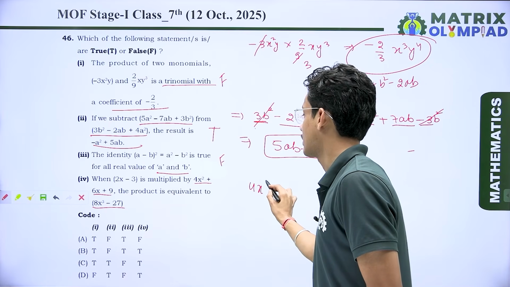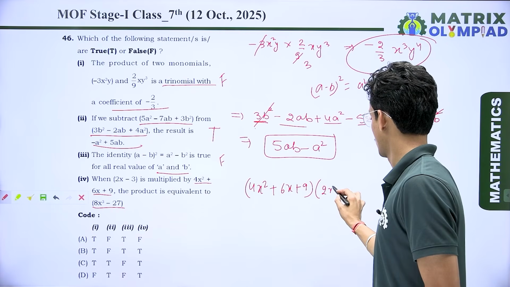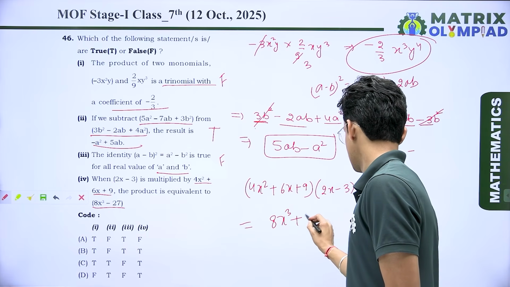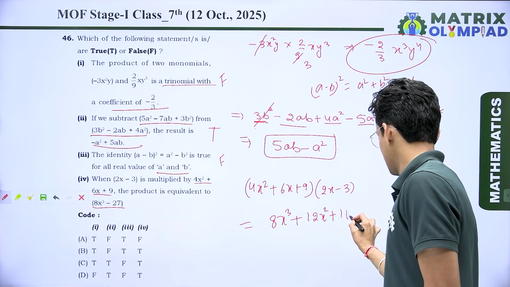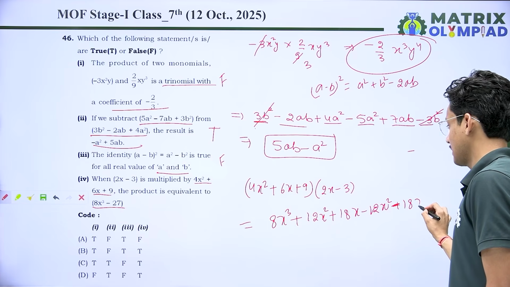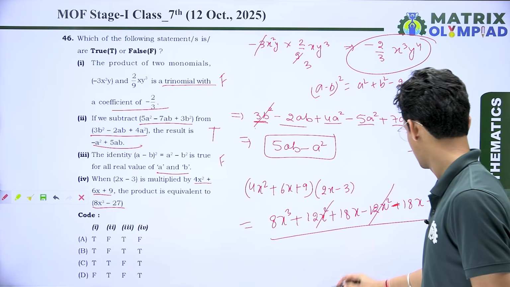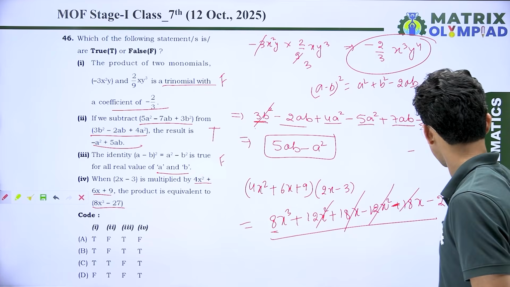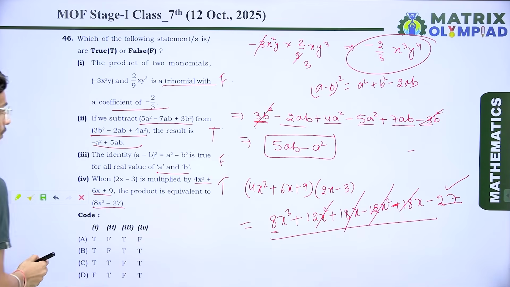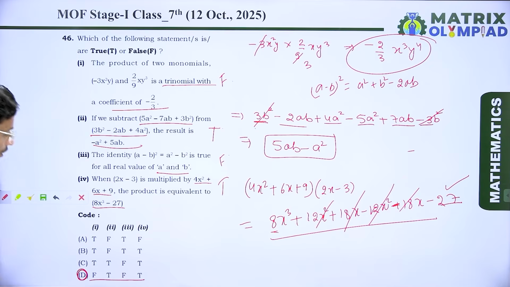So here we have 4x square plus 6x plus 9 multiplied by 2x minus 3. So we get 8x cube plus 12x square plus 18x minus 12x square, sorry, minus 18x minus 27. So 12x square and 12x square cancel out, this one and this one cancel out, and we get 8x cube minus 27. Yes, this one is also true. So the correct answer is false, true, false, true. It means option number D is the correct answer over here.